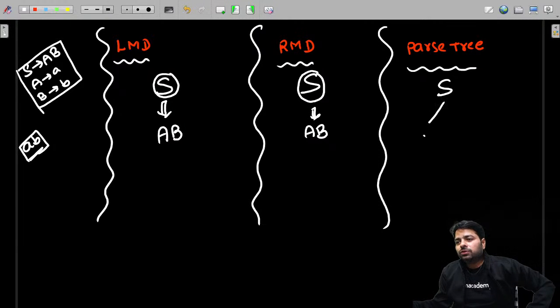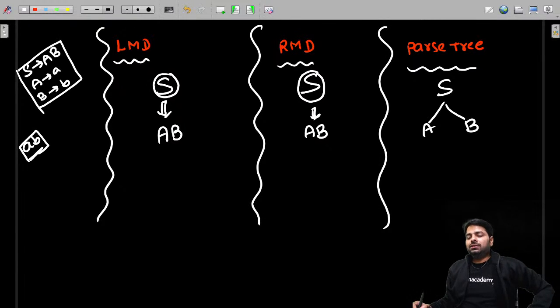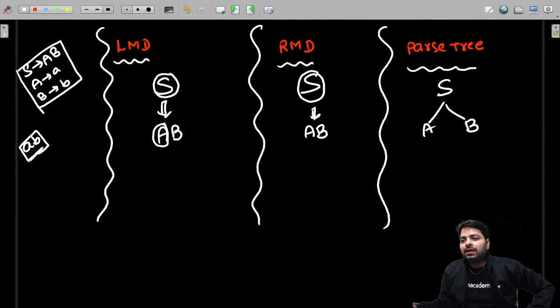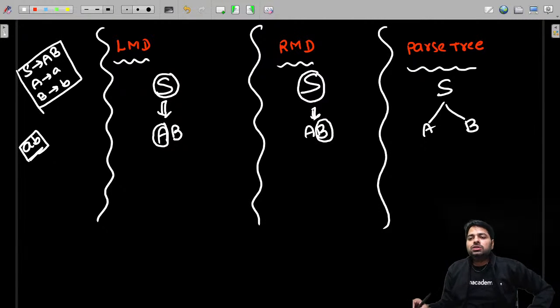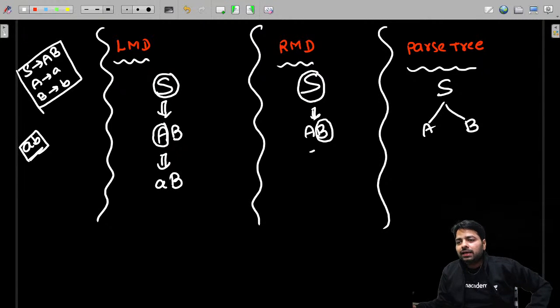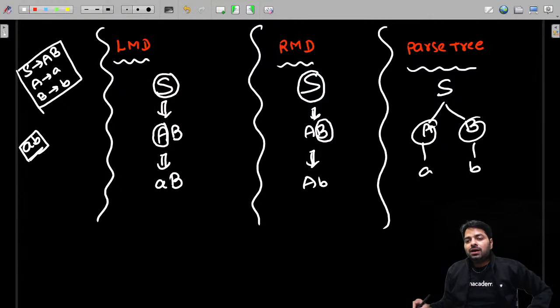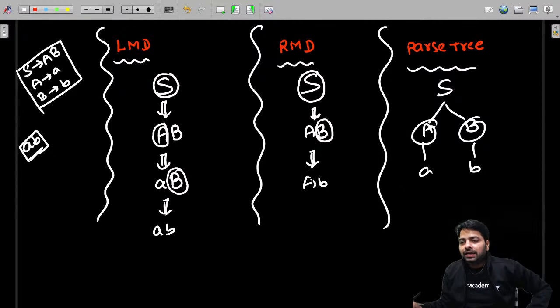Here in the parse tree, the root we substitute with A, B. Both are there as children to S. And here the leftmost is capital A, here the rightmost is capital B. So here A we substitute with small a, so small a capital B. Here capital B is substituted because it is the rightmost non-terminal, so we will get A small b. And here it doesn't matter how you substitute, A with a, B with b is enough. And here the next leftmost is capital B. Here the next rightmost is capital A.